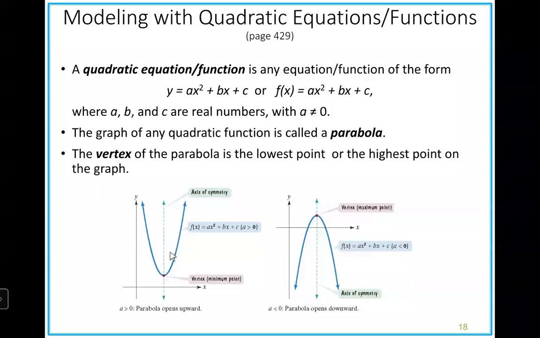Okay? So those are some pointers that will help you if you want to sketch a parabola. You can look at the equation and decide whether it's going to open upward or downward based on the value of the coefficient of x squared.